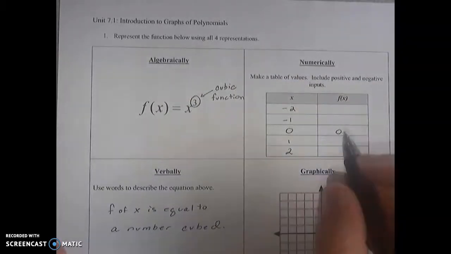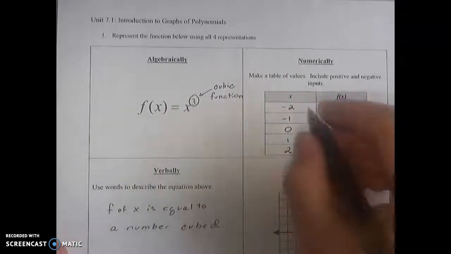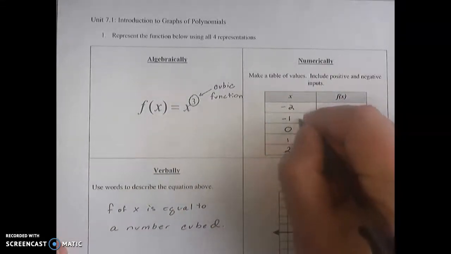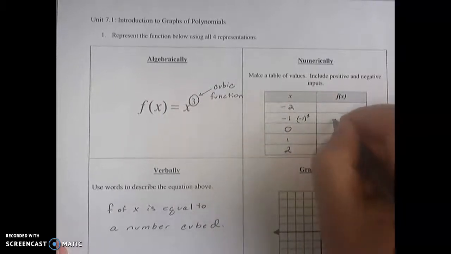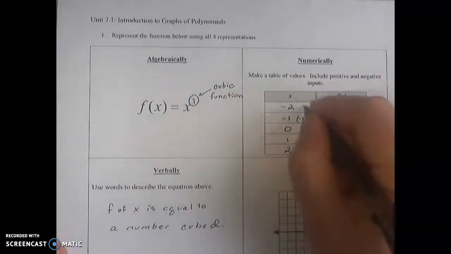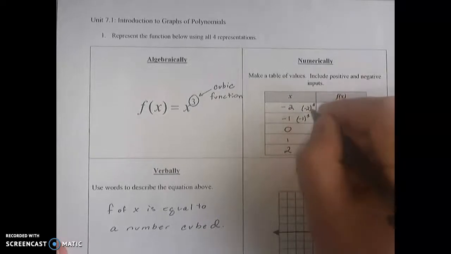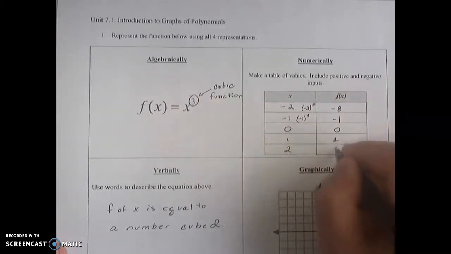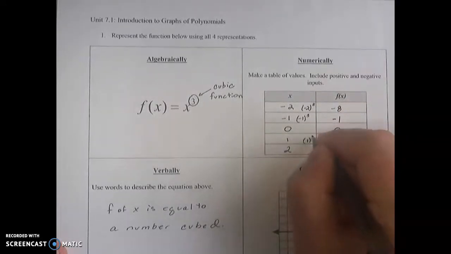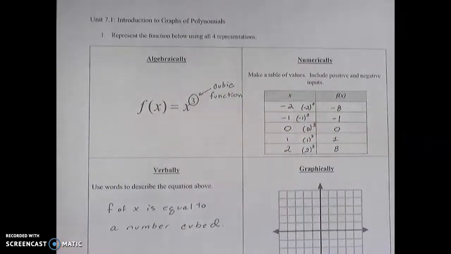So if I plug in a -1, so -1 to the third power, -1 times -1 times -1, still -1. -2 to the third power, -2 times -2 is 4, 4 times -2, -8, and then we would do similar things here with 1 to the third and 2 to the third. Anytime you don't know what a graph looks like, creating a table of values and then sketching the graph would be really a good thing to do.